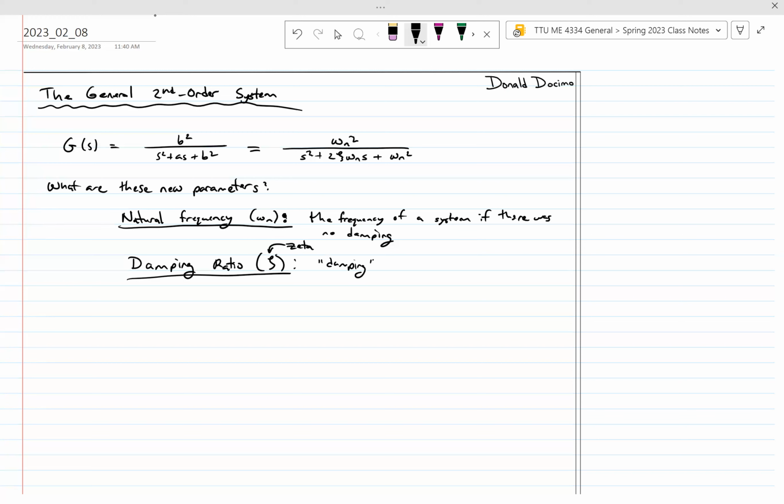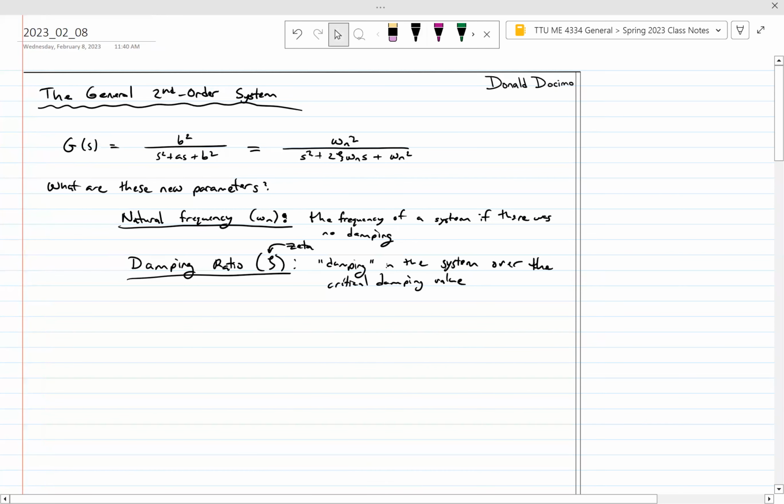Damping, because again, it's general. It's not just for mass spring dampers. Damping in the system over what? Maybe the critical damping, right? Critical damping value. Right. Okay. So we'll get back to that in just a second here.